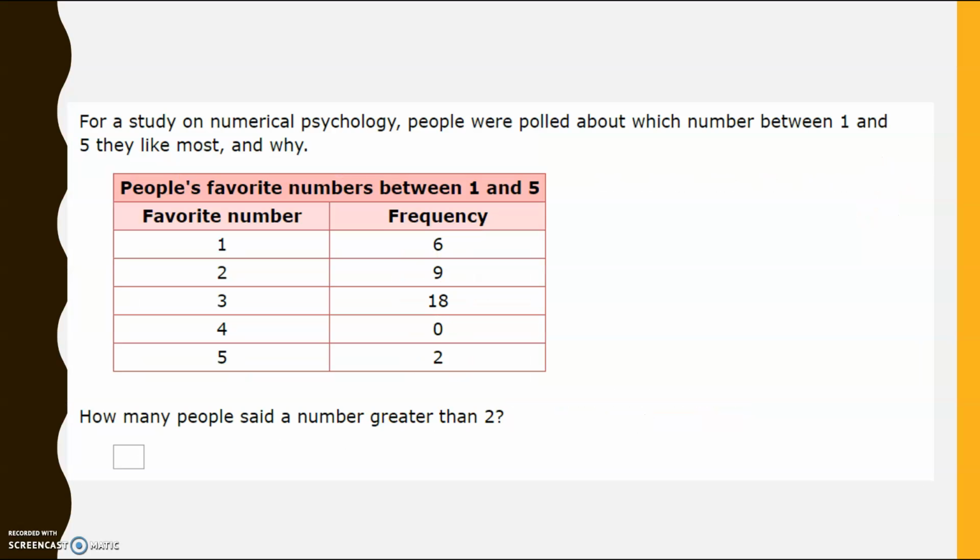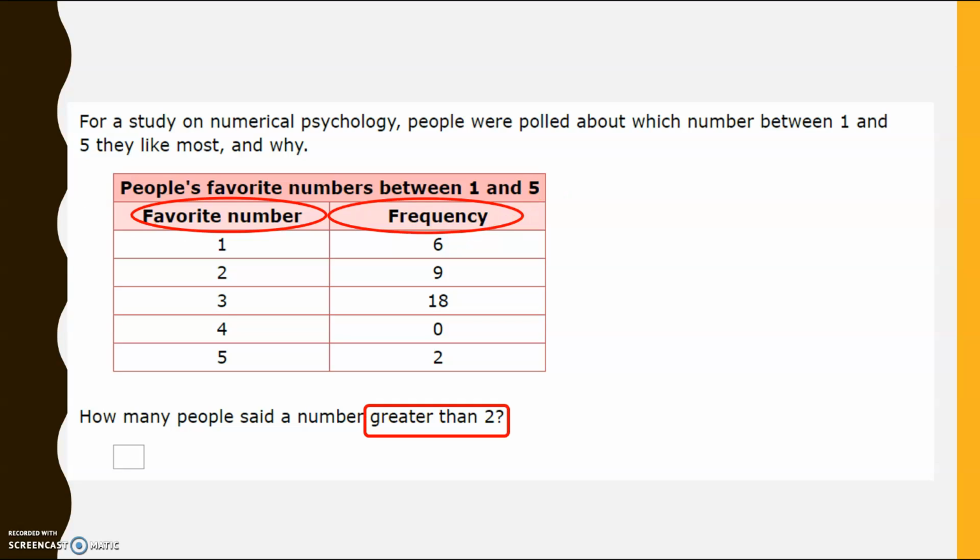All right, let's look at another example. For this one, it says, for a study on numerical psychology, people were polled about which number between 1 and 5 they like most and why. So there's 2 columns in this one, the favorite number and the frequency of each response. So for a favorite number of 1, 6 people said that 1 was their favorite number.